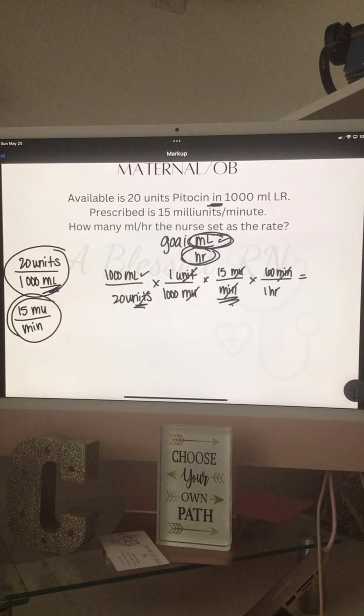Oh man, this mosquito bite itches. All right, let me do math. 1,000 times 15 times 60 is 900,000, divided by 20, divided by 1,000. I got 45 milliliters per hour. You're welcome. 45 mLs per hour.